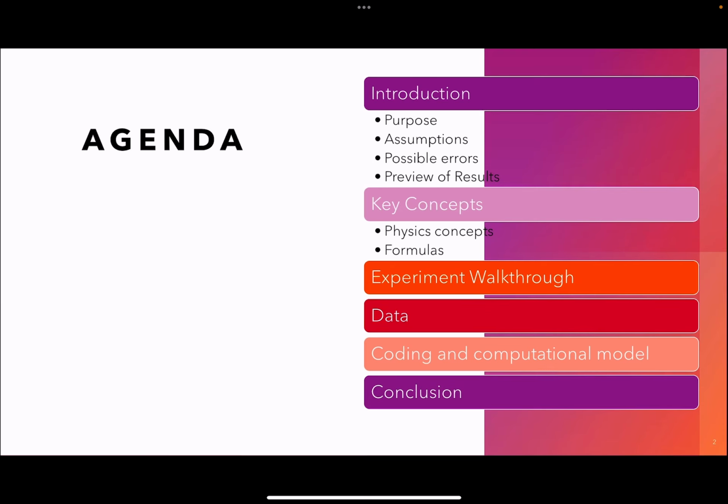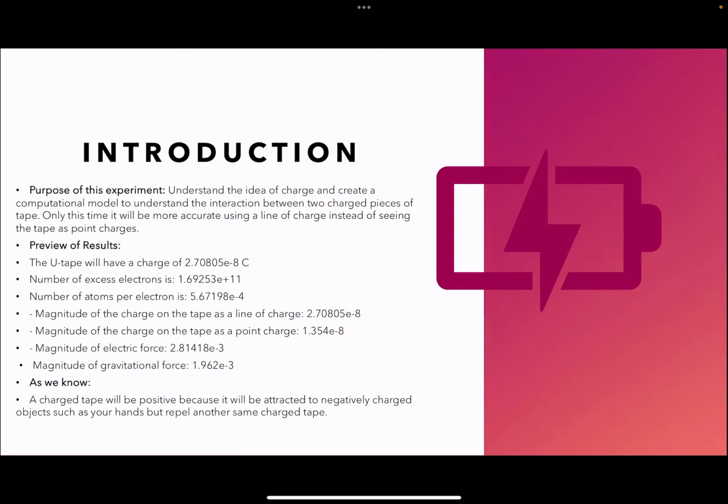So this is the agenda. We're going to start with the introduction, then key concepts, then experiment walkthrough, data, coding, and conclusion. So the purpose of this experiment was to understand the idea of charge and create a computational model to understand the interaction between two charges of piece tape. Only this time we're going to use a line of charge instead of using the tape as point charges.